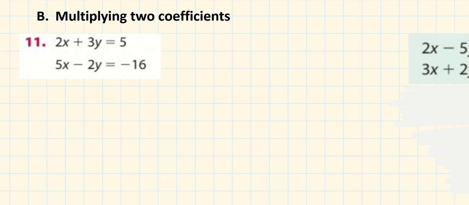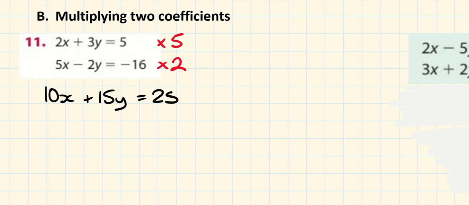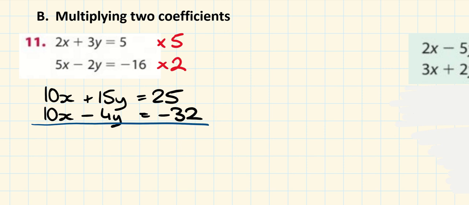Okay, then finally, if you need to multiply two coefficients to get your parts equal, you can take a look at this one here. We want to get either x or y the same, and you can't multiply 2 by anything to get 5, and you can't multiply 3 by anything to get 2, or at least not whole numbers. So in this case, we're going to multiply our top by 5 and our bottom by 2, so that we will get it equal. So the top will become 10x plus 15y equals 25, and our bottom will become 10x minus 4y equals minus 32.